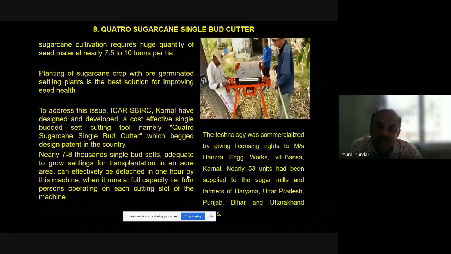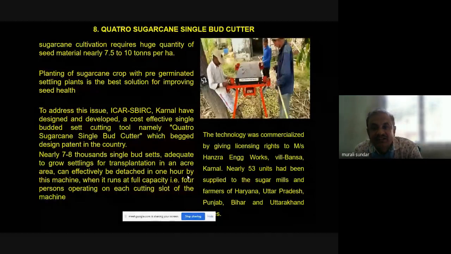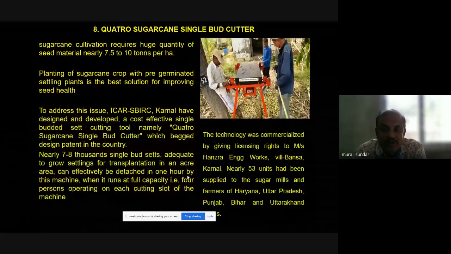However, to take the single bud chip, there is no equipment or instrument available, so farmers manually cut the cane into pieces and take the bud chip out of the cane. It's quite time consuming and laborious, and a lot of time is required to produce the sugarcane planting material required for 1 hectare of land. To avoid that, we have developed a machine.